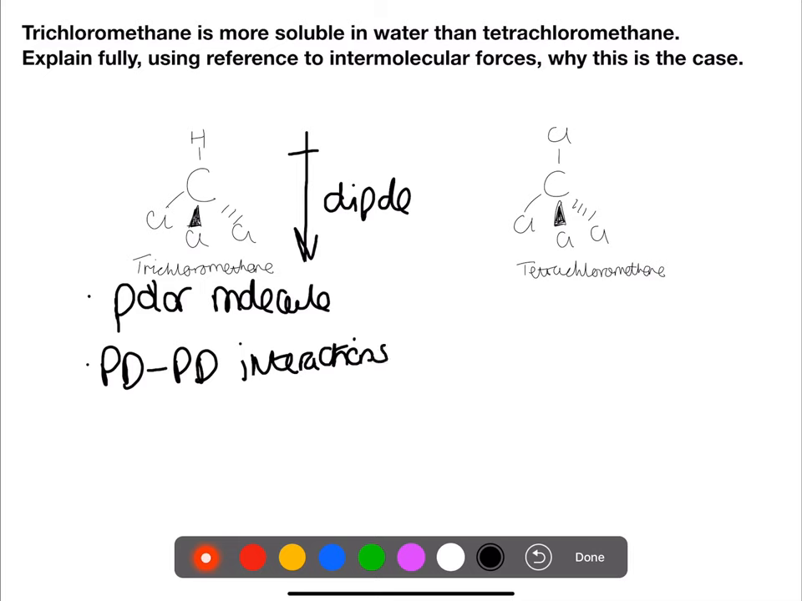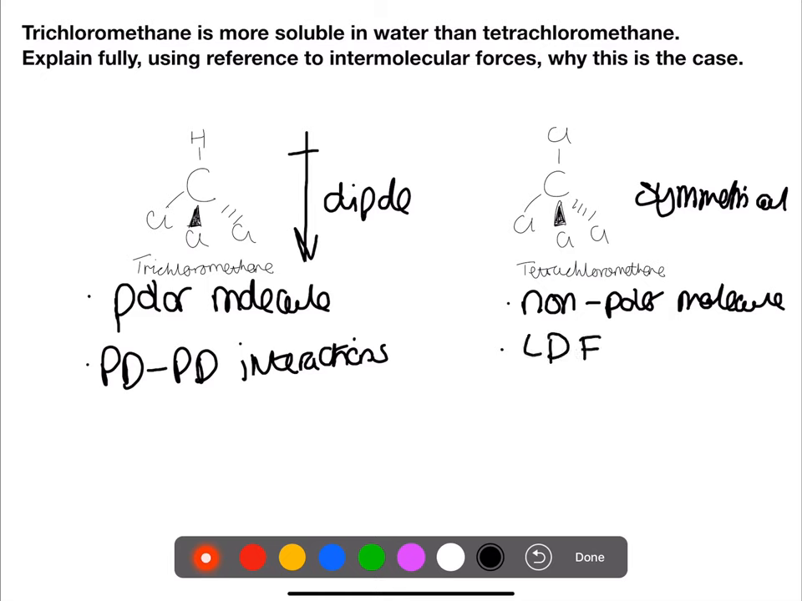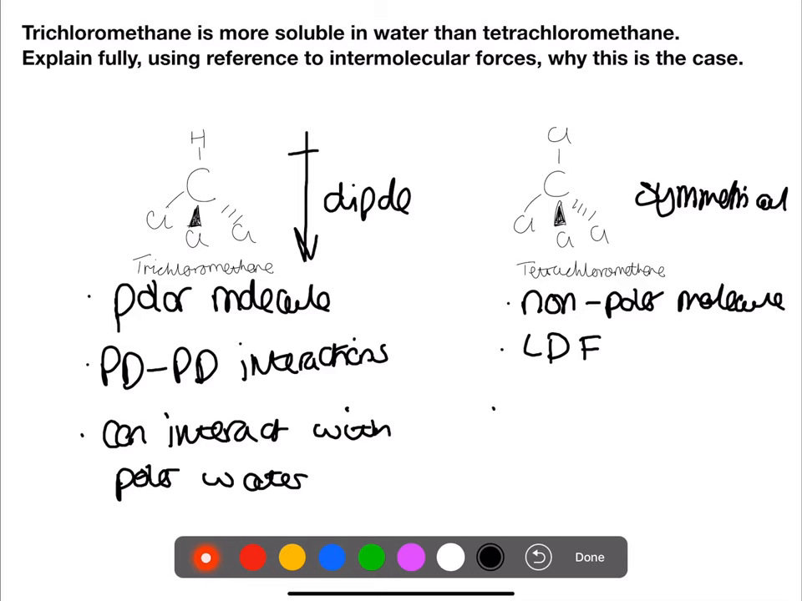Within tetrachloromethane, there is no overall dipole because it's symmetrical. Because the molecule is symmetrical, it's non-polar. This means that the only interactions we will have will be London dispersion forces. Because trichloromethane is polar, it is able to dissolve in water, whereas tetrachloromethane, which is not polar, cannot dissolve in water.